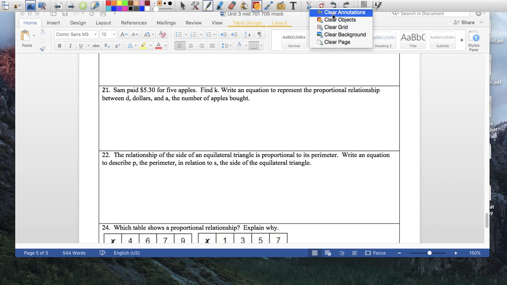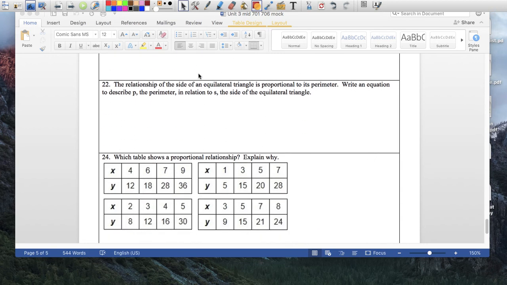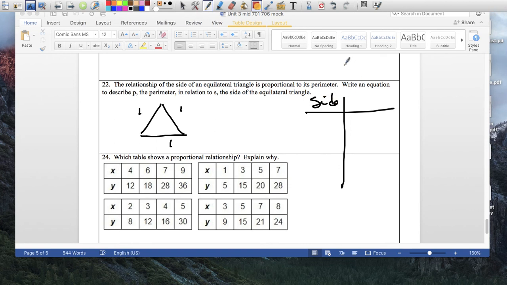Okay, so this one, 22, the relationship. If you have a triangle and it's equilateral, that means that all the sides measure the same. So let's think about this for a second. Let's say the side was 1, which means all the other sides were 1. So I'll create a little table over here. Call this side, because I want to find out the relationship between the side and the perimeter. When the side is 1, the perimeter is going to be 3, right? 1 plus 1 plus 1 is 3.